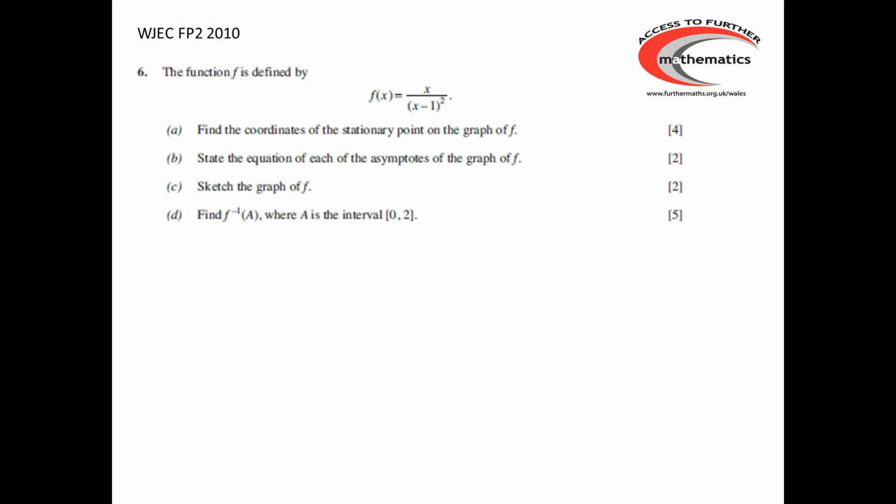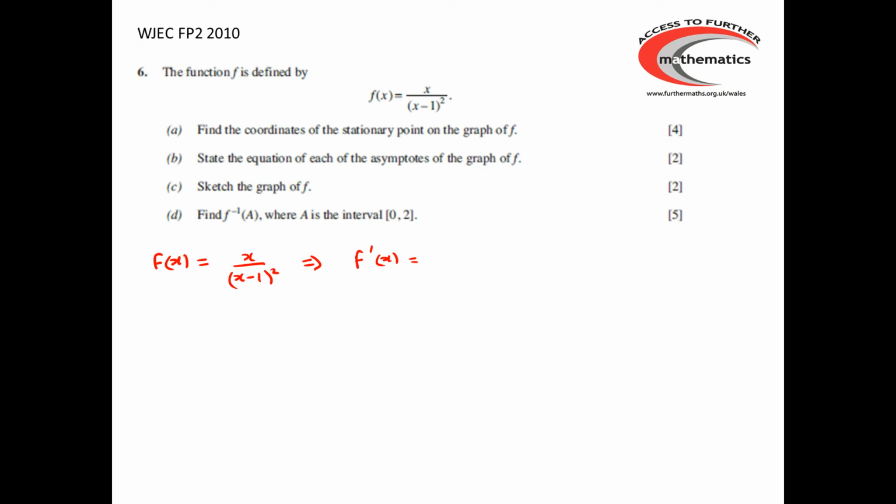So for the first one, we have the function f of x is x divided by x minus 1 squared. And the question leads us through the process of producing a sketch graph for the function f of x. So the first thing we've got to do is find the stationary points, so we need to do some differentiation. So we've got f of x is x over x minus 1 squared.